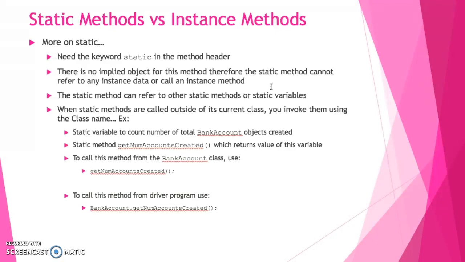So for example, if I had a static variable to count the number of bank account objects, and I had a static method, then what I could do is I could say the class name, BankAccount dot, and then the static method name, getNumAccountsCreated. If I was calling this method within the BankAccount class, all I would have to do would be say getNumAccountsCreated.